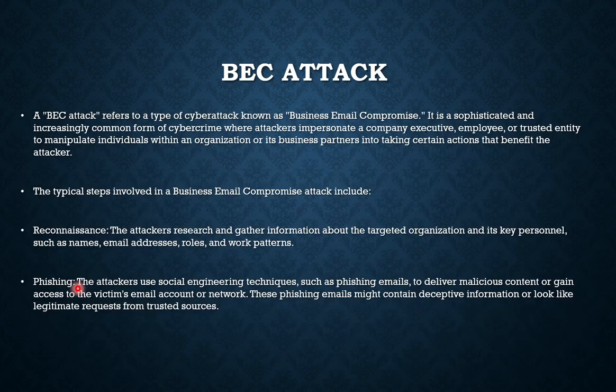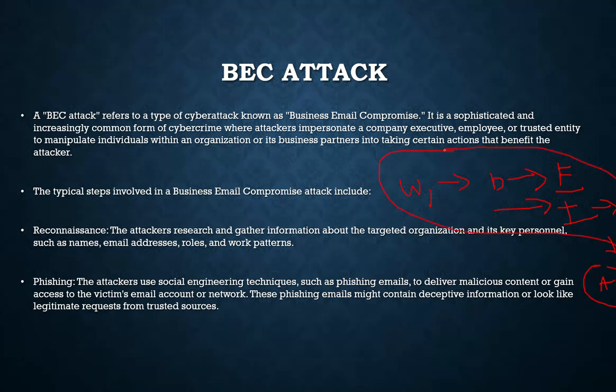I will be discussing the other things: weaponization, delivery, exploitation. Let me take my pen to explain. One is weaponization, followed by delivery, then exploitation, then installation, then C2 or command and control, then actions on objective. These are the different phases of the cyber kill chain. Definitely each and every attack follows these kinds of steps.